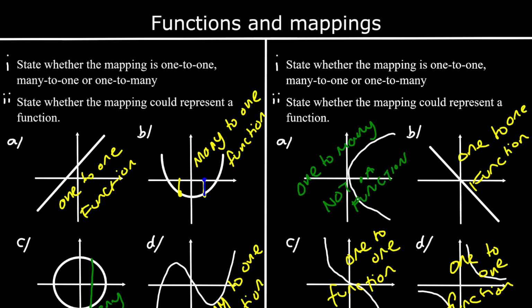In the same way you can check for many-to-one with a horizontal line, with a vertical line, if it's one-to-many, it will have two intersections. So if you can get two intersections with a vertical line, it's one-to-many and not a function.